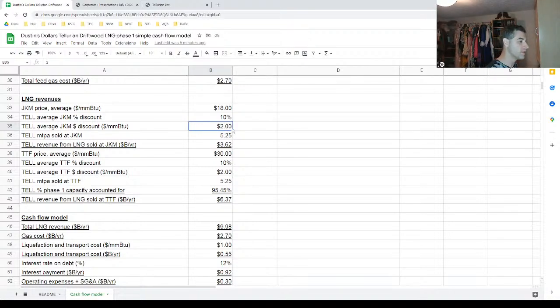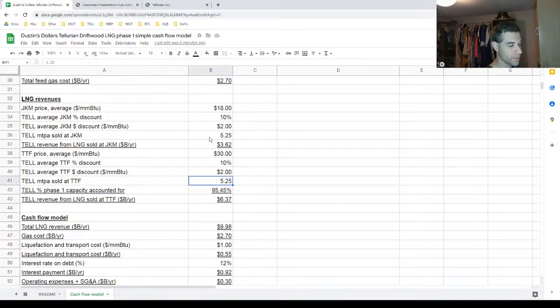Again, this is where not only am I not a financial professional, I have no direct experience in the industry, so I have no idea what would be typical or appropriate values here. I just kind of put these in. One other note here is you can actually say how many million tons per year you think are going to be produced and sold at each index.